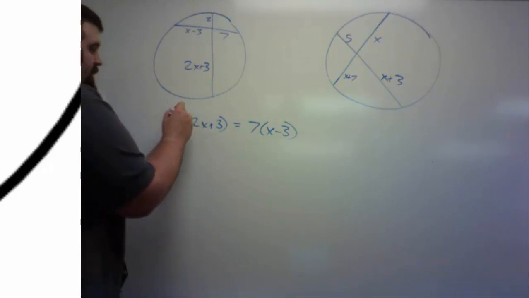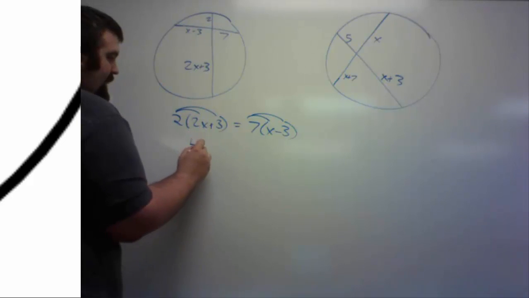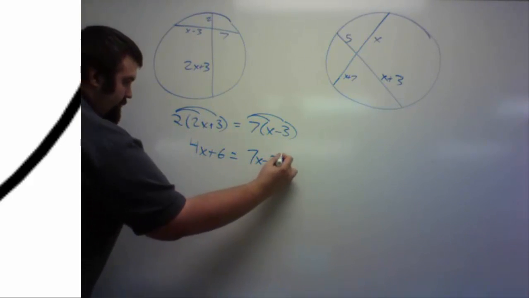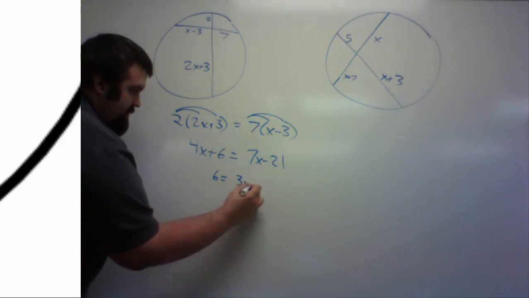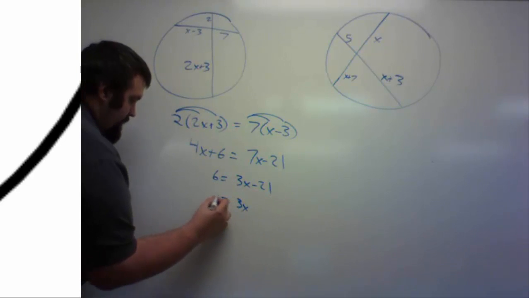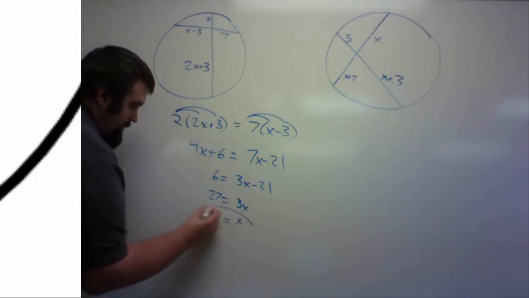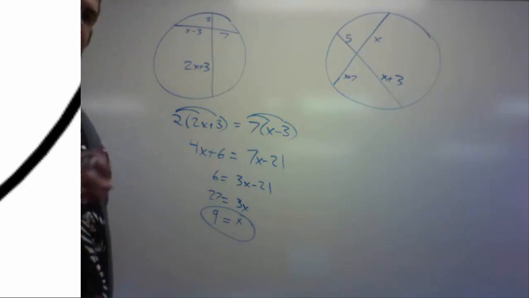At this point, it's just algebra. Distribute both sides. So this becomes 4x plus 6. That becomes 7x minus 21. Subtract 4x from both sides. I get 6 equals 3x minus 21. Add 21 to both sides. 3x equals 27. Divide both sides by 3. X equals 9. Now I'm only looking for x, but I should make sure that I get numbers that make sense.